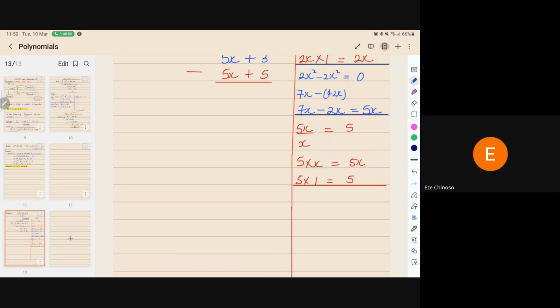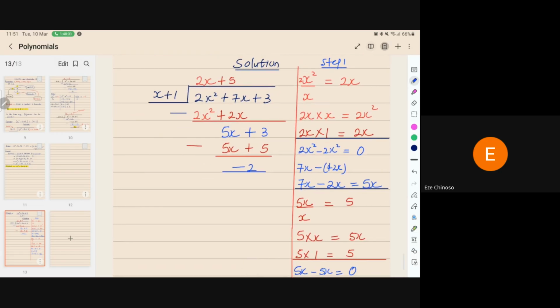Now, I'm going to have as always, that 5x minus 5x is equal to what? 0. 3 minus plus 5, this is 3, minus times plus is minus 5, is equal to what? Negative 2, which means that our remainder is negative 2. Do you understand it now? So from our answer here, our quotient is equal to 2x plus 5, and our remainder is equal to minus 2. Do you understand the division now?